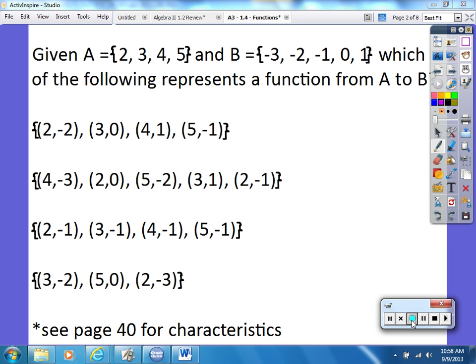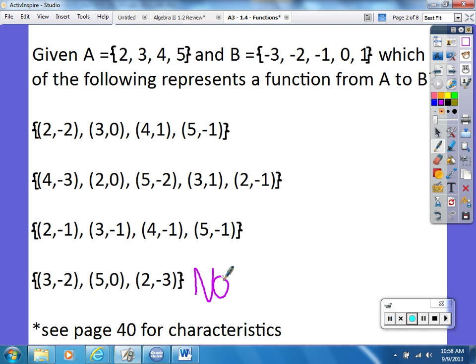Now there's 4 characteristics on page 40. The very first one says each element in A must be matched with an element in B. Here's what that means. You must use all of letter A. That means the number 2, the number 3, the number 4, the number 5, they must all be used. Okay, so which of those, just knowing that, is not a function? Nika. The last one. Because I only used 2, 3, and 5. So that one would be a no right there. Because I did not use them all. Does that make sense?